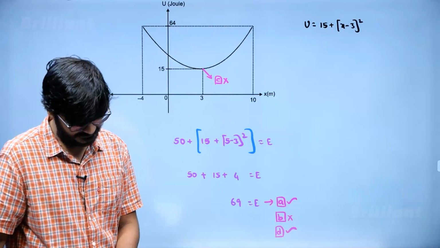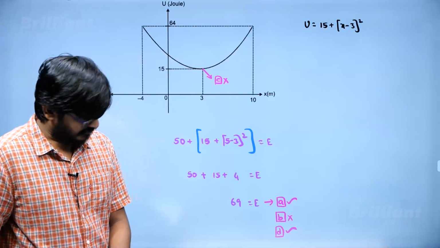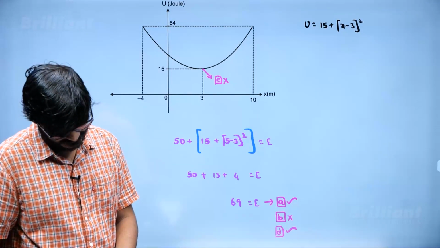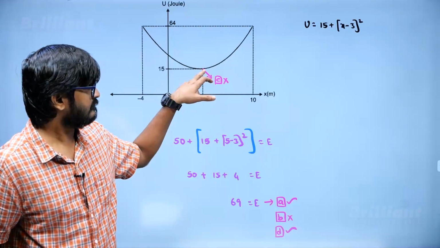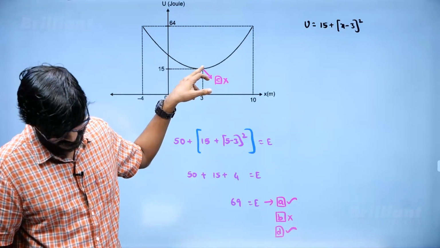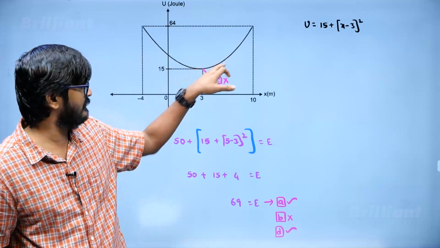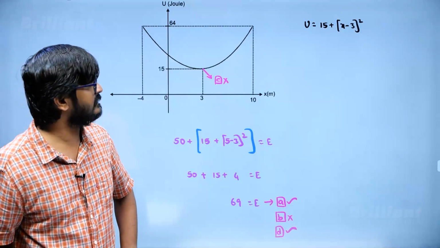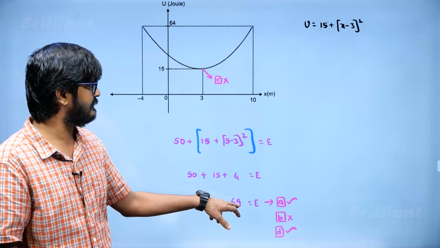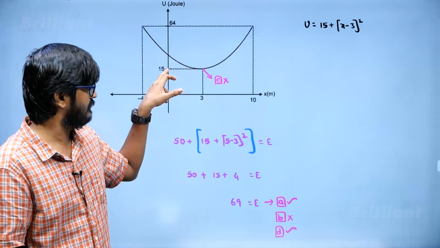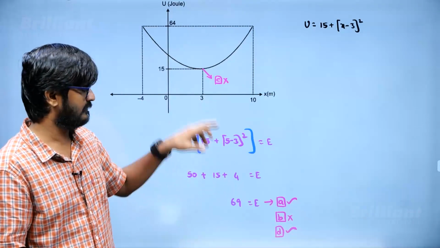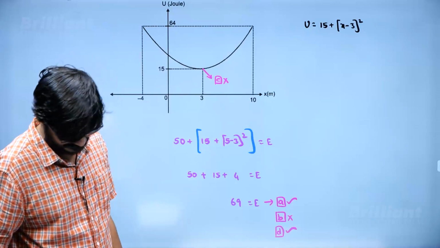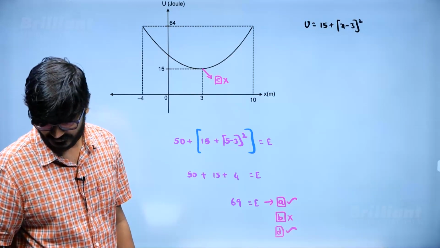If option A is correct, option B is wrong. About options C and D: at x equal to 3, kinetic energy is going to be maximum, because potential energy is minimum. So option C is wrong. What will be the maximum value of kinetic energy? Total energy is 69, but the minimum value of potential energy is 15. So 69 minus 15 is the maximum kinetic energy, which is going to be 54, right?